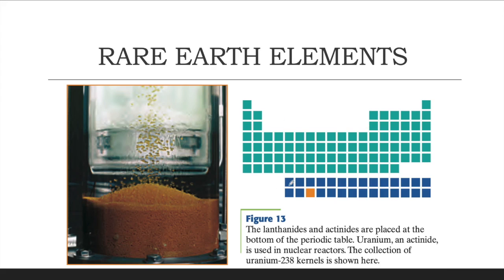Rare earth metals are these two rows of elements which have been written outside the body of the periodic table. Now, these two rows actually don't belong there. The first row is called the lanthanide series, and they follow the element lanthanum in the sixth period. And the second row is called the actinide series, which follows the element actinium in the seventh period.